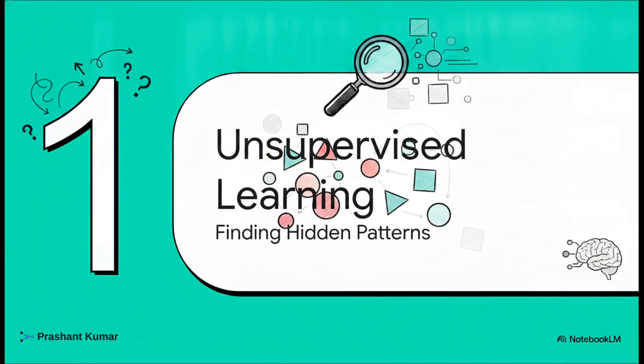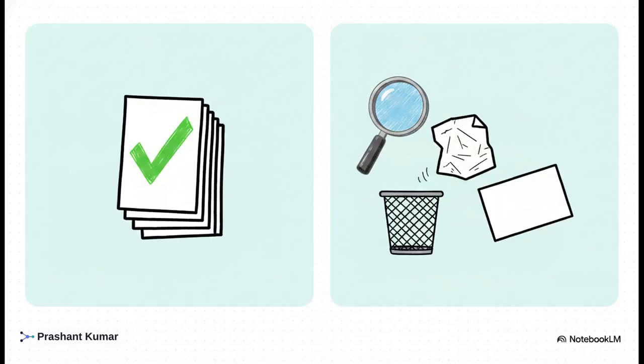What exactly is unsupervised learning? Well, it's a completely different kind of intelligence. To really get it, let's contrast it with what we already know. Remember supervised learning? That's basically the flashcard method, where every example you feed the computer comes with the correct answer neatly written on the back. But unsupervised learning, well, it takes those answers and just throws them away entirely.